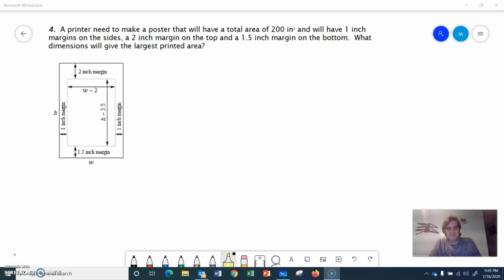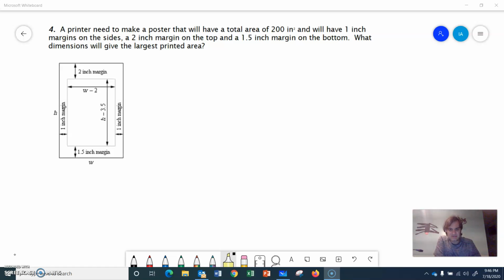Hello, Mr. Allred from Calculus class, and we're working more examples on optimization. This problem here says a printer needs to make a poster that will have a total area of 200 square inches and will have 1-inch margins on the sides, a 2-inch margin on the top, and a 1.5-inch margin on the bottom. What dimensions will give the largest printed area?